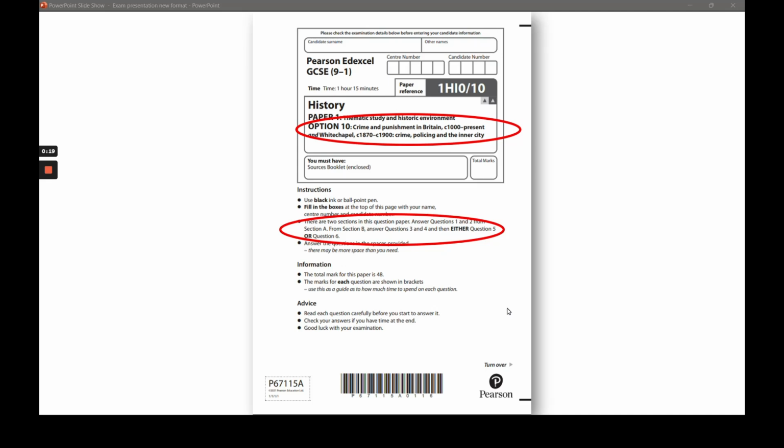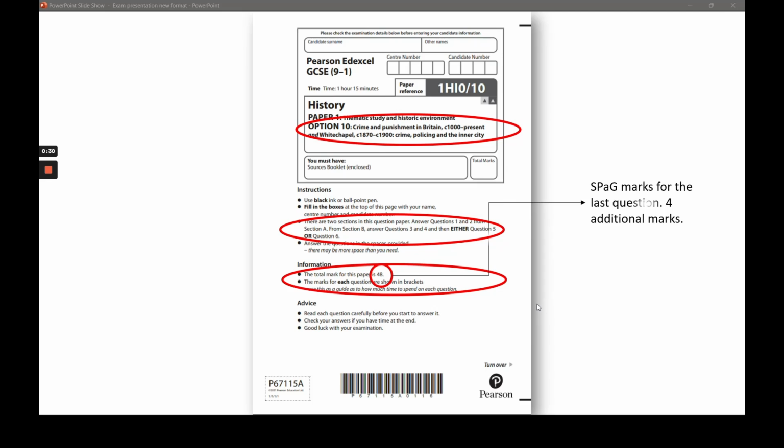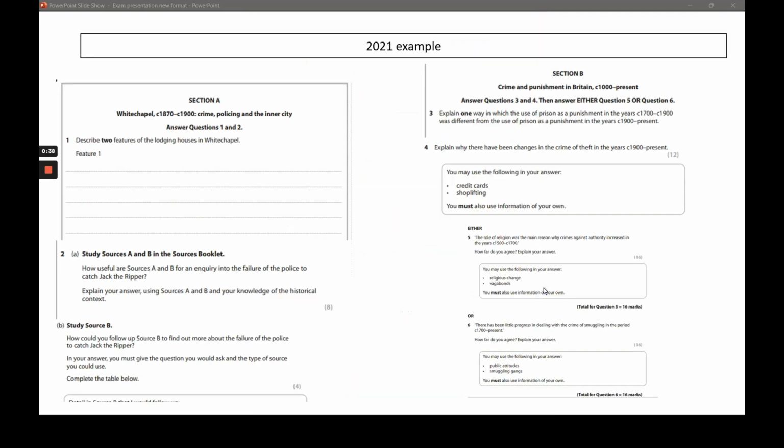The last two, you need to pick question 5 and 6. And this example that I'm using is from 2021. And the total marks on that occasion was 48. However, it's normally 52. And the reason for that is the exam board lost the 4 SPaG marks. So they took them away because of the whole COVID situation.